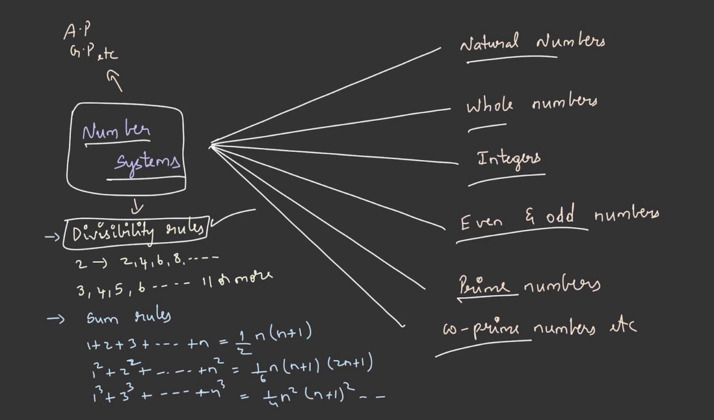How can we say that a number is divisible by 2? If its units digit consists of 2, 4, 6 or any even number as such. Similarly, learn the divisibility rules of 3, 4, 5, 6, so on up to 11 or even more. And several other concepts such as sum rules, all these formulae as well as arithmetic progression, geometric progression, etc.